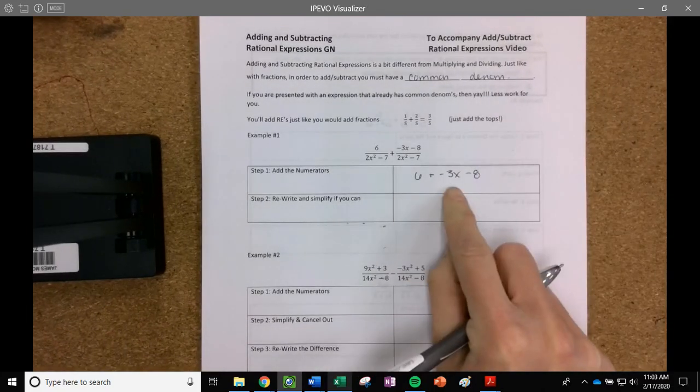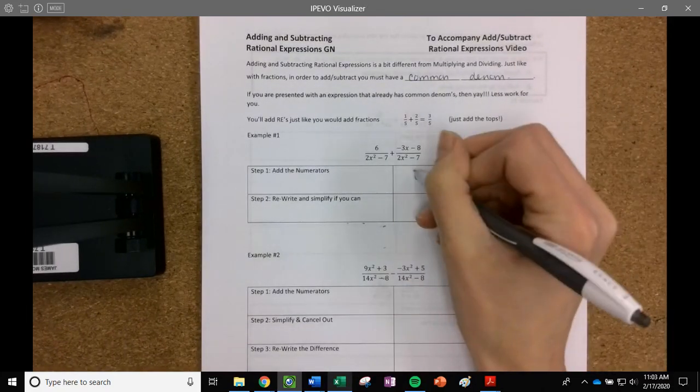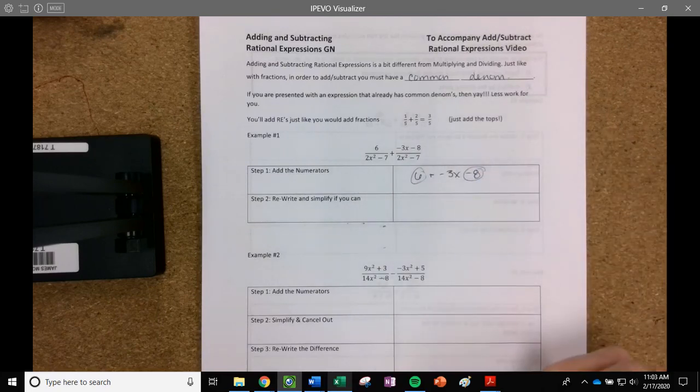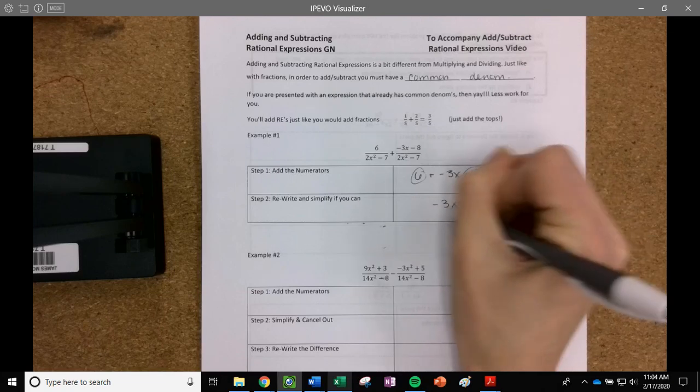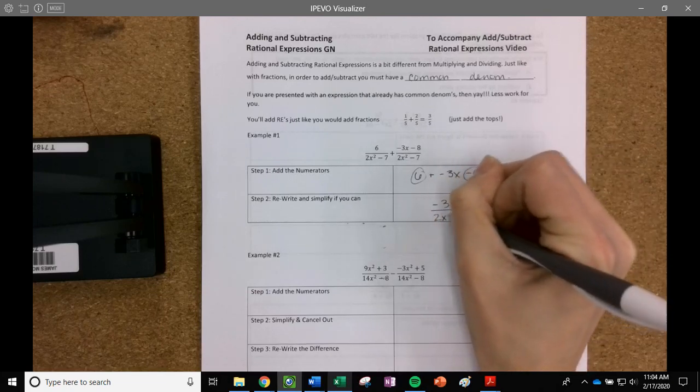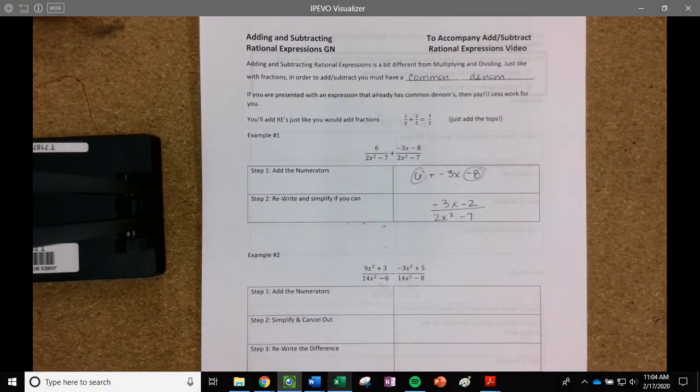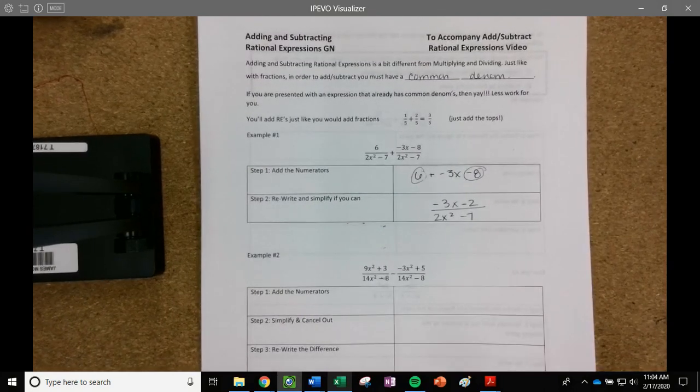6 plus negative 3x minus 8. Well, the only two things I can combine here are positive 6 and negative 8. So I'm going to rewrite this as negative 3x minus 2 over 2x squared minus 7. And that's my answer. Super simple, right?